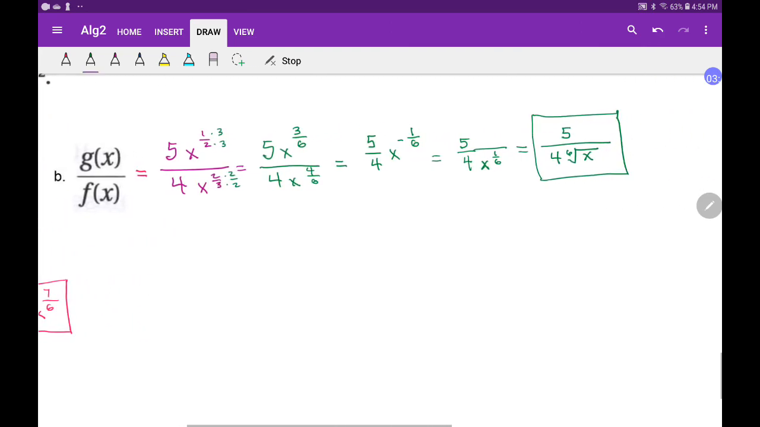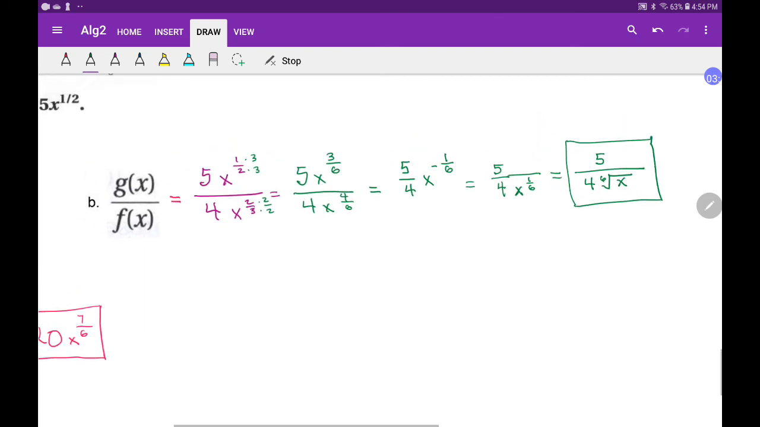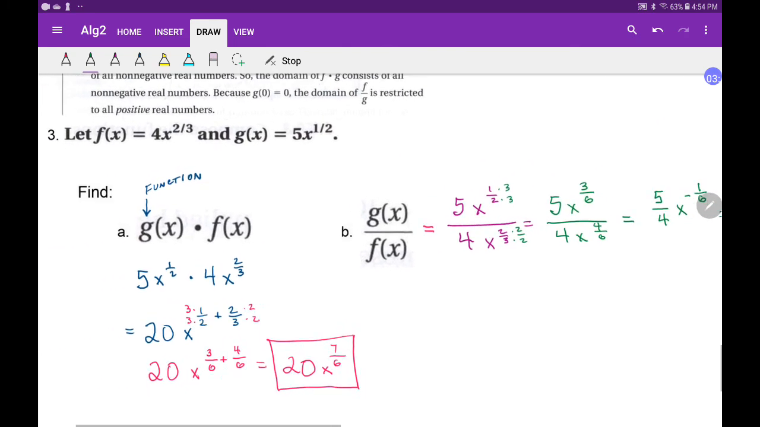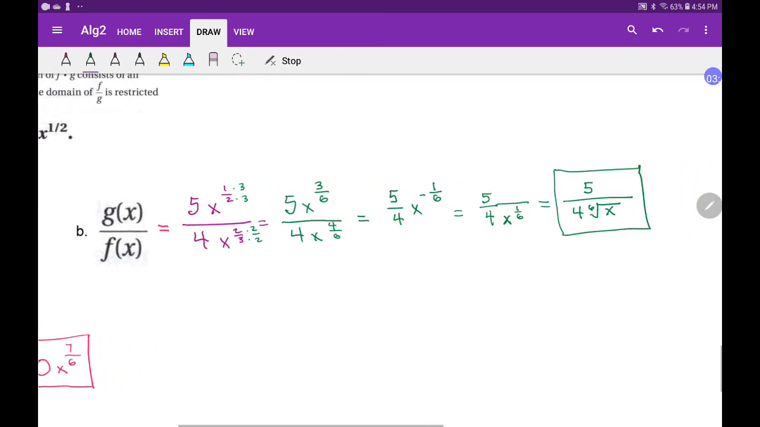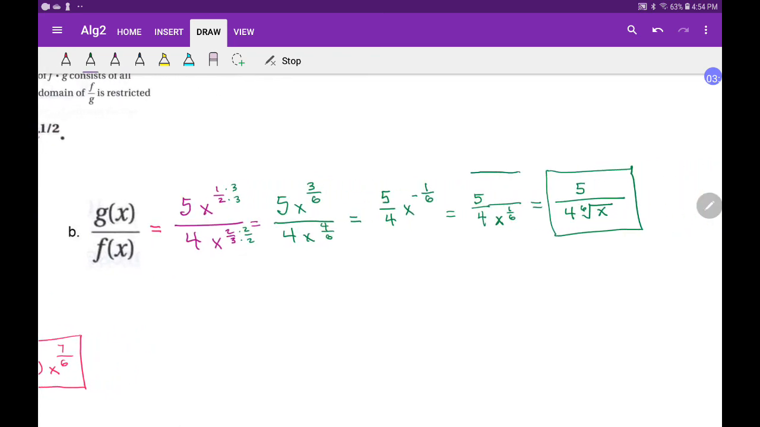And I think that's reasonable. I don't know if they wanted me to put it into radical form, but I think that certainly is okay as well. If you wanted to leave it like that, I'd be okay with that. I just wanted to show what that meant.